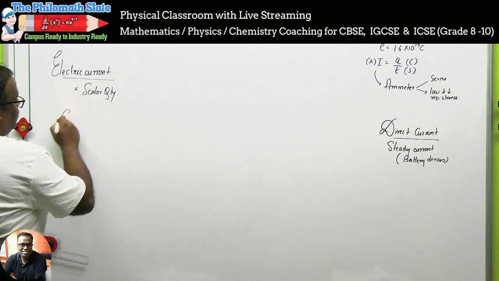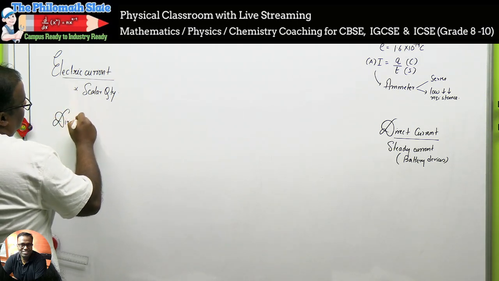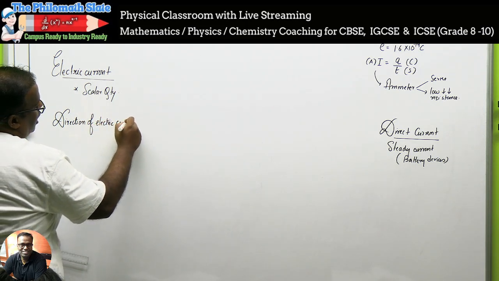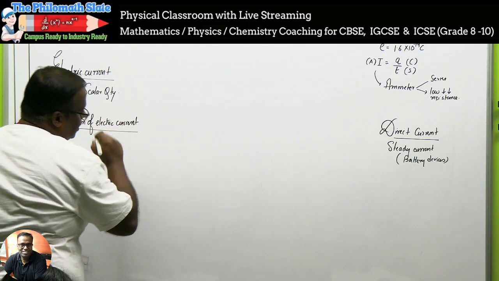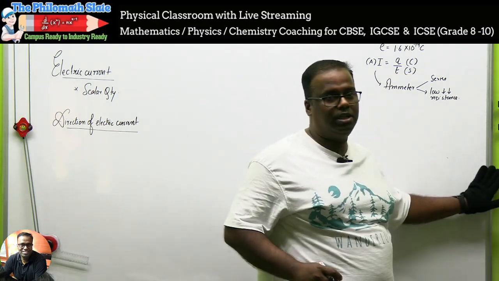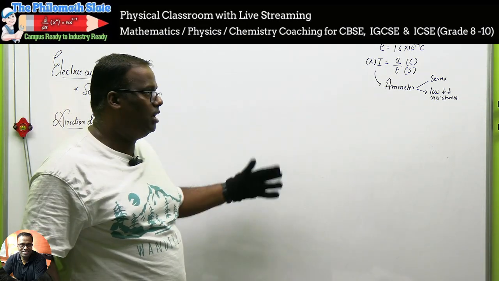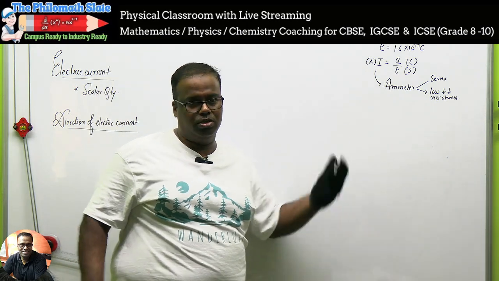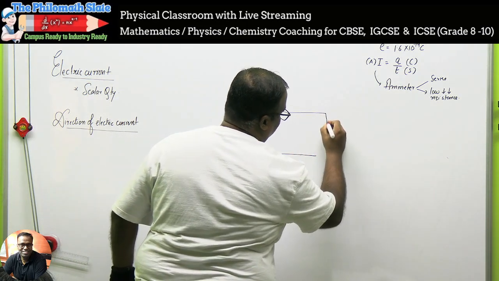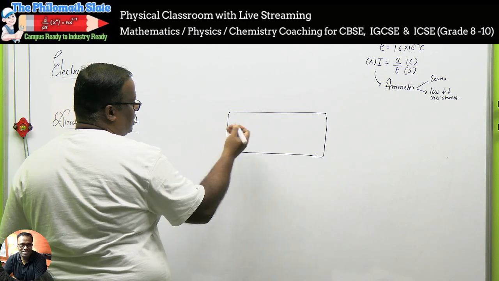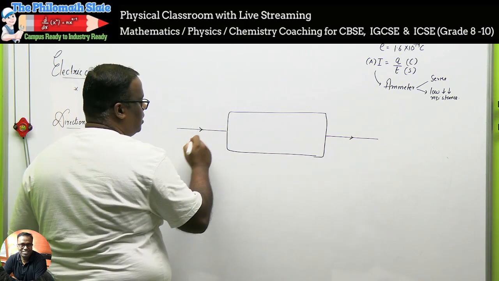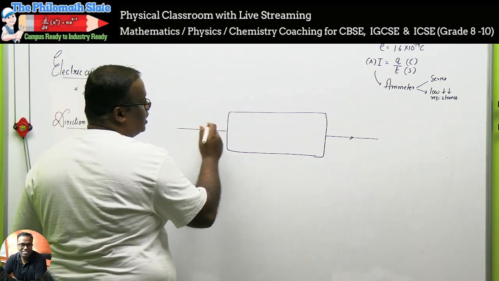Now comes the concept of direction of electric current. Here you will start getting a little confused. So what did we say? What is electric current? Electric current is the flow of charges. In our case, what are the charges? The charges are electrons. Okay? So for example, let's take a conductor, and current is flowing in it. Let's not put the direction right now.